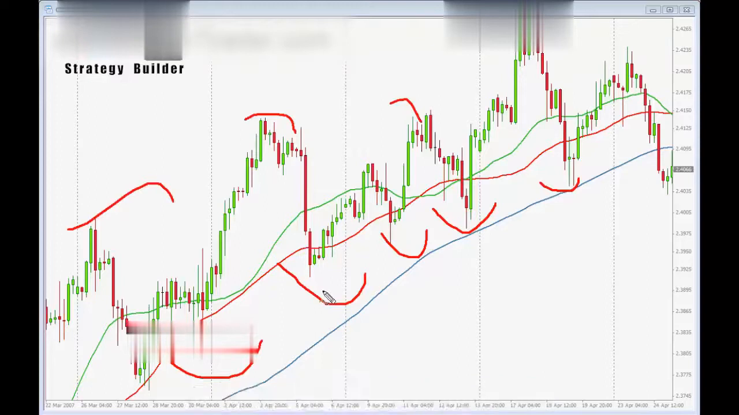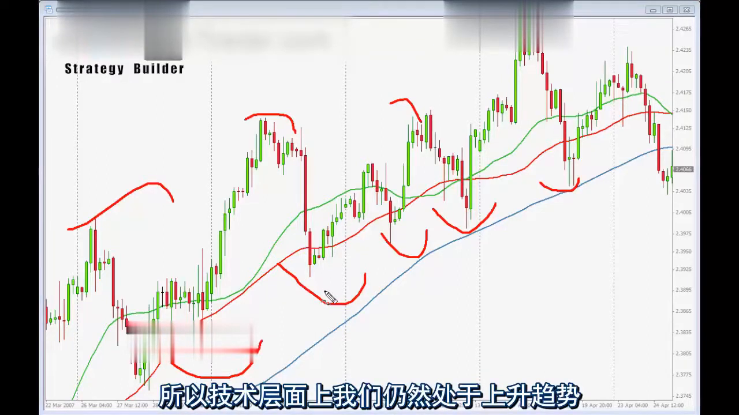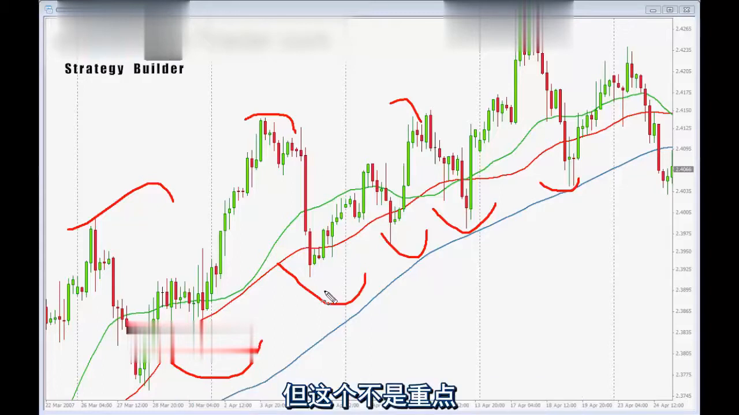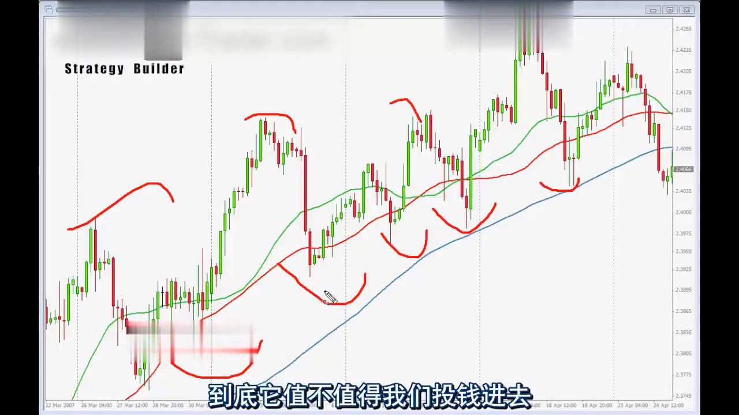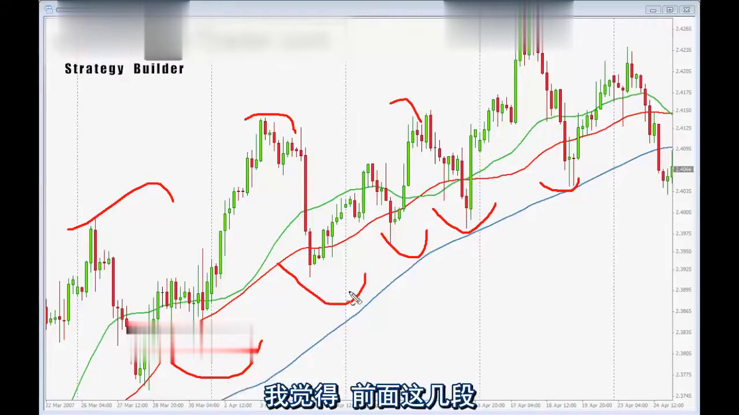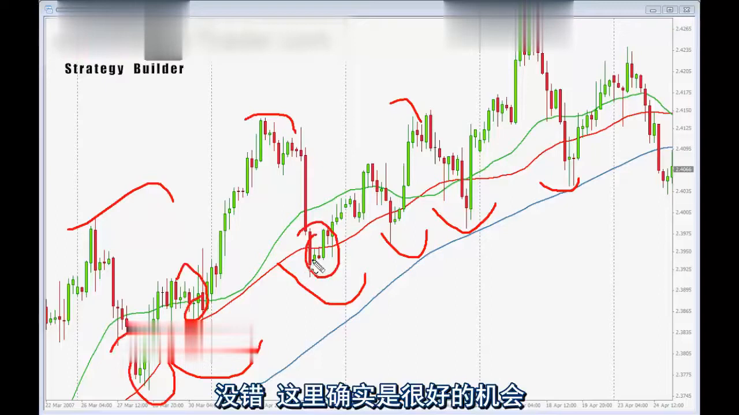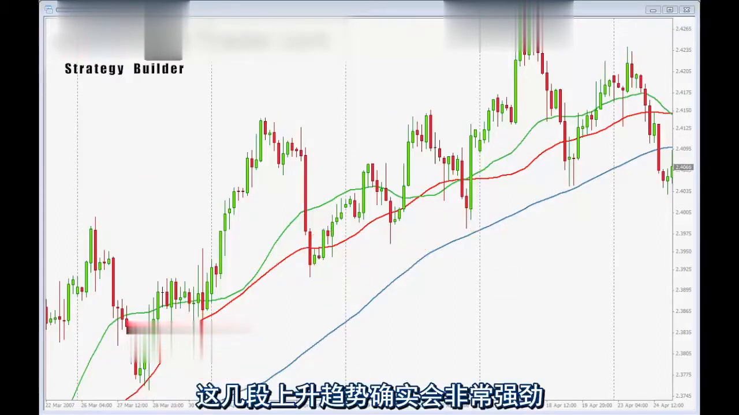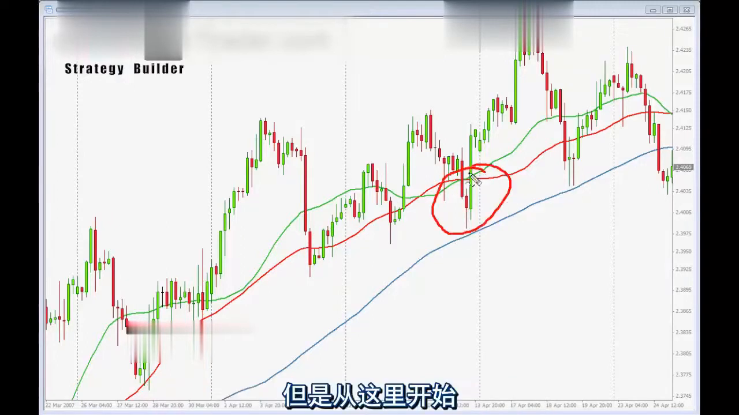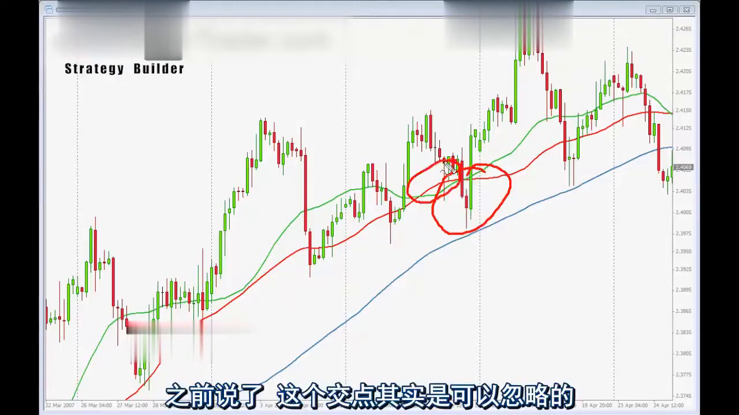Sure, we are in an uptrend from a technical point of view, but that's not the question. The question is, how healthy is this uptrend? Is this a trend that is strong enough for me to risk my money on? In my opinion, all the way here, here, and here, sure, it's a high probability that the uptrend is still going to be strong. But at this time, I'm not even going to pay attention to the crossover there.